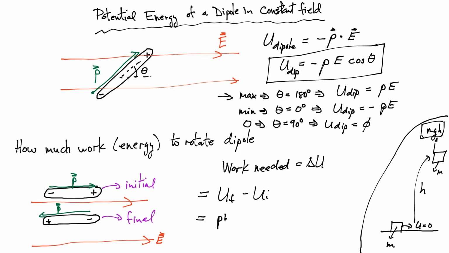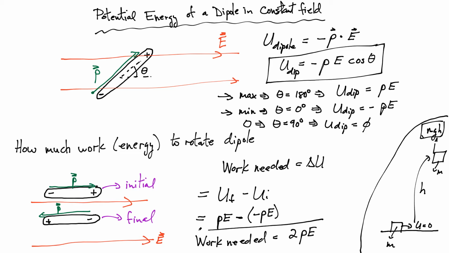So it's simply PE minus, what's the initial value? In the initial configuration, the dipole moment is aligned in the same direction as the field. That is when the angle is 0 degrees. I've shown that one here, and the potential energy is negative PE. So when you include everything together, the work needed is simply going to be 2 times the magnitude of the dipole moment times the magnitude of the electric field.